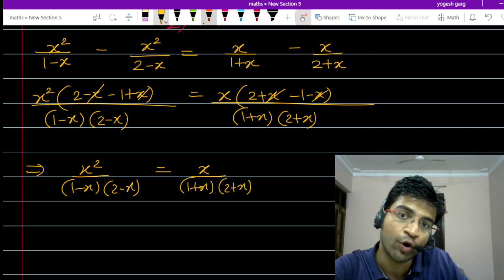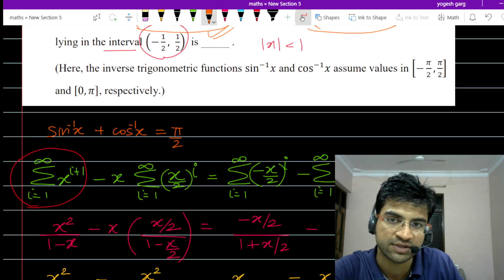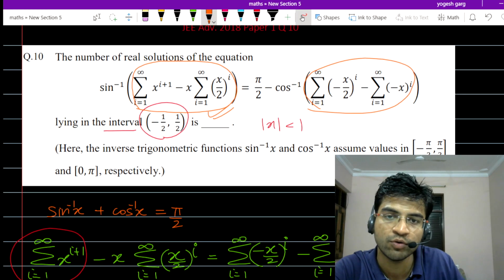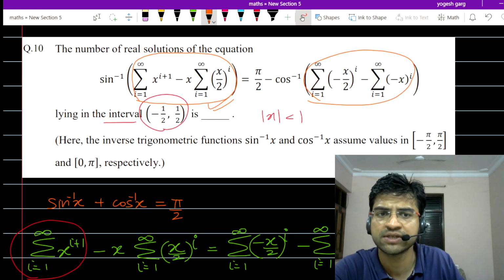See, what you have to find? You have to find the number of real solutions, right? Can x be equal to 0? Yeah, it can be. There is no issue in this.